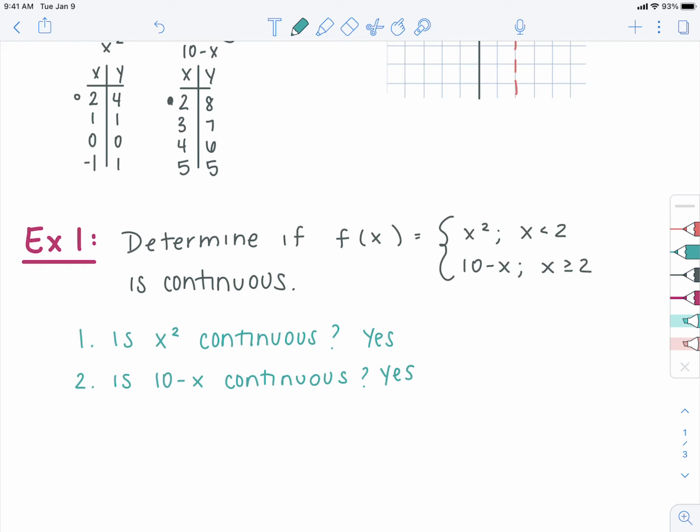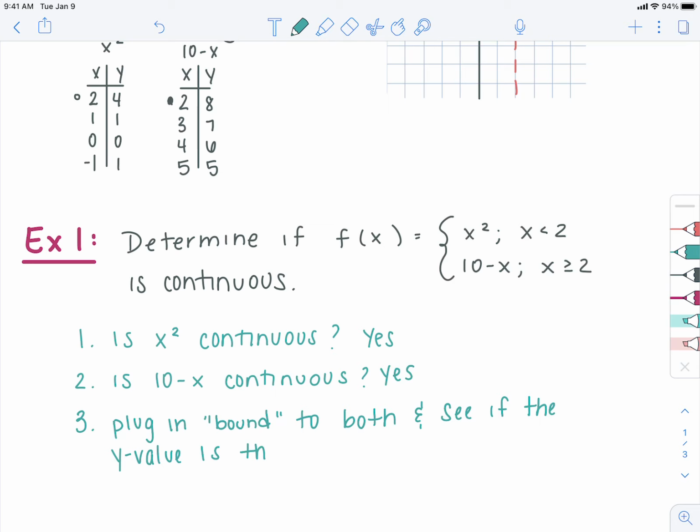Since they're both continuous, I want to plug 2 into both pieces and see if I get the same number. Now, we already graphed this, and we know we're not going to get the same number, so just to make sure, the third thing I'm going to do, plug in the bound to both and see if the y value is the same.